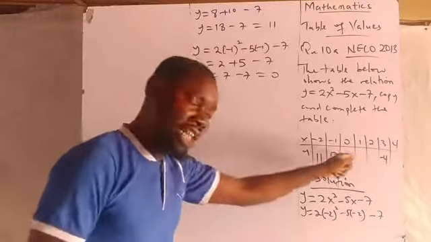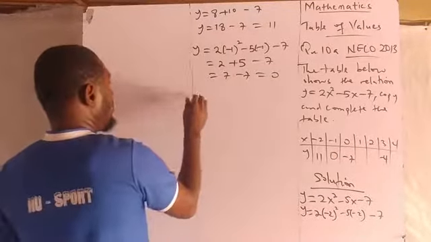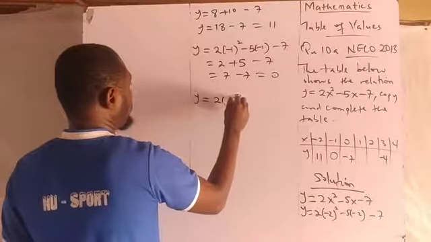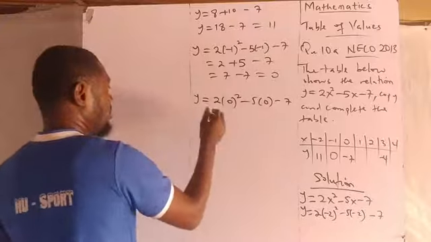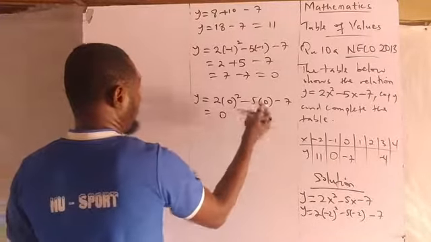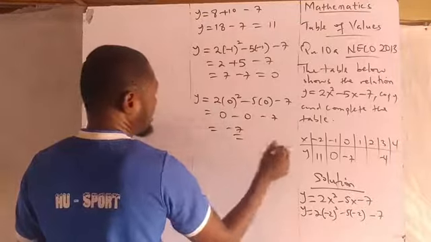But let us deal with it and see how they got their answer. When x is 0, y will be equal to 2 into 0 squared minus 5 times 0 minus 7. 0 squared is 0. 0 times 2 is 0. Minus 5 times 0 is 0. And minus 7. So you have minus 7 standing alone.